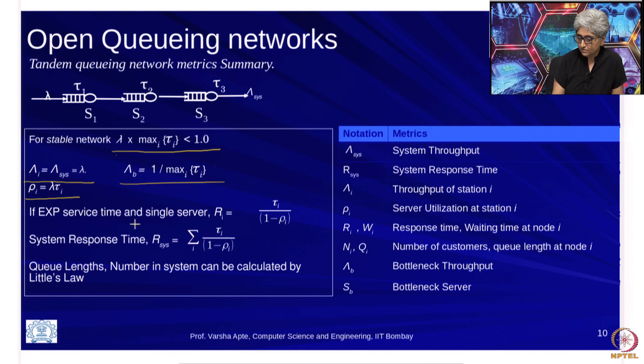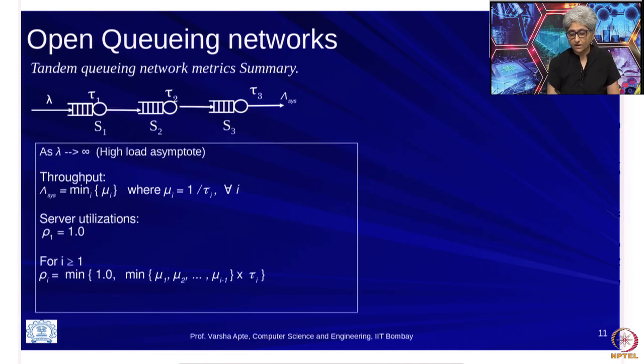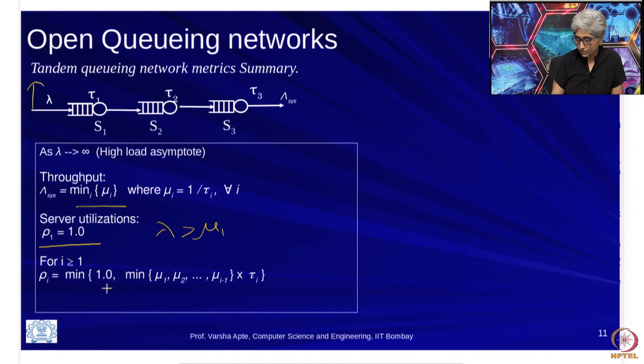And if we can assume exponential service time and single server, then node response times are given by this, and system response time is just the sum of all that, and then we can get the rest by Little's law. Asymptotes are a little more interesting. As I said earlier, as lambda tends to infinity, throughput will of course be the minimum of all these service rates. As far as server utilization, the utilization of the first server has to go to 1, because eventually lambda will become greater than mu 1, because lambda is just going to infinity. But for the downstream servers, their utilizations are determined by what comes out of the previous server. Of course we always have to have the minimum of 1.0. And the minimum of all these service rates become the effective arrival rate.